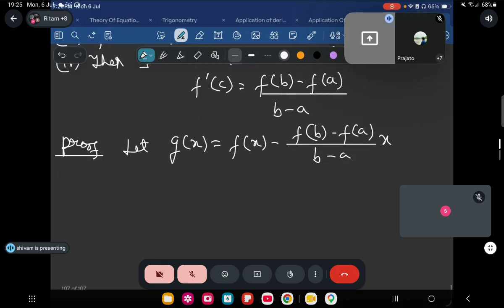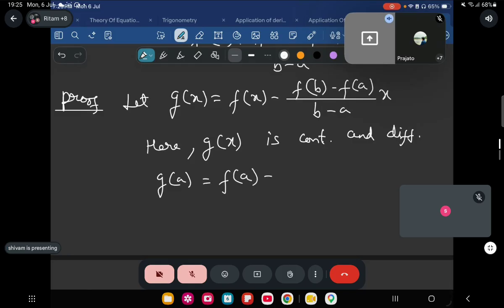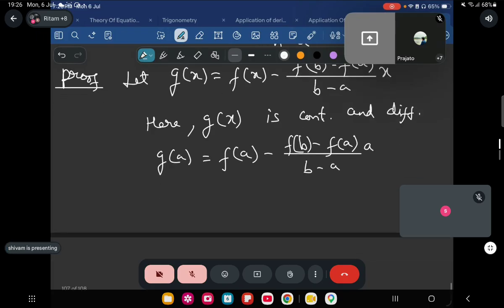So everyone pay attention. Over here, g of x is continuous and differentiable, right? Tell me, everyone. g of x is continuous and differentiable. Okay. What is g of a, everyone? What are you getting for g of a? g of a is equal to f of a minus (f of b minus f of a) upon (b minus a) into a.